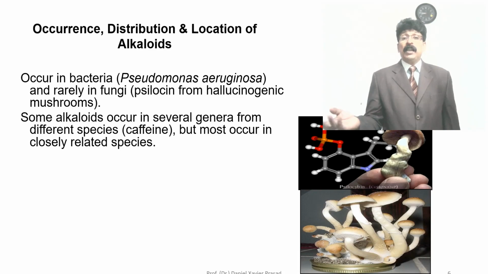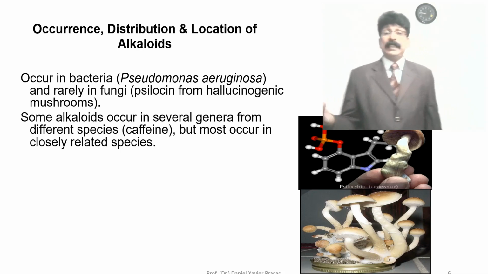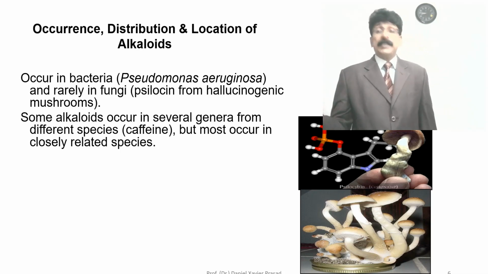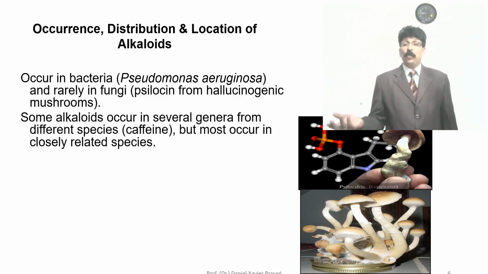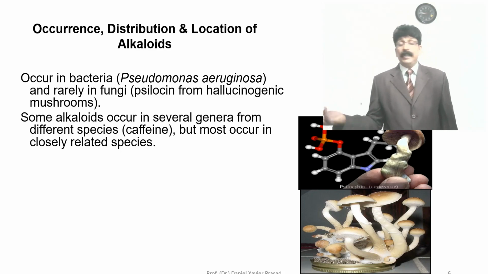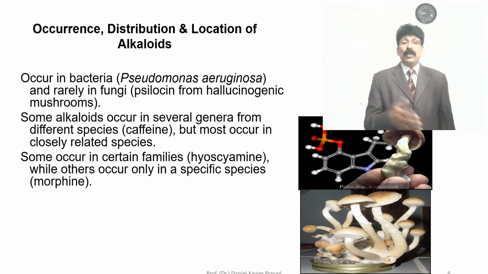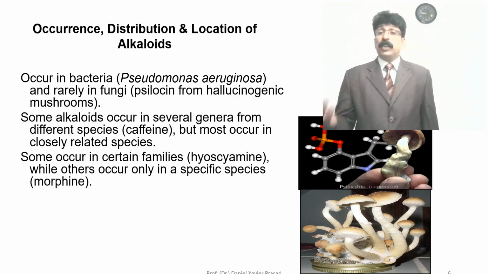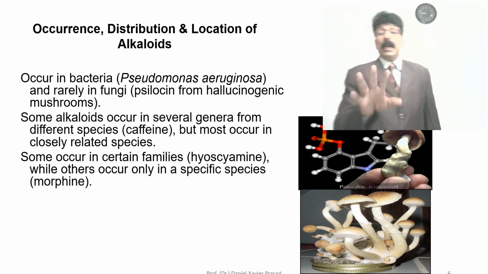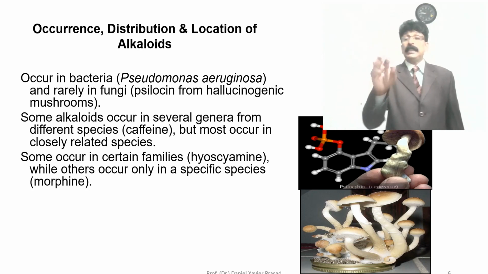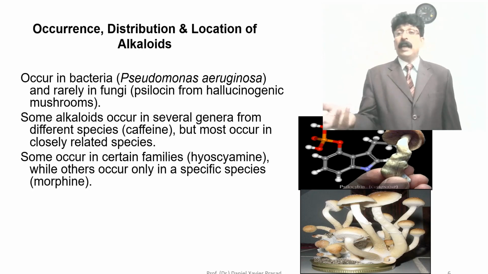Some alkaloids occur in several genera and species, like caffeine, which is in several species like tea and coffee; they all contain caffeine, theophylline, theobromine: coffee in the seeds, tea in the leaves. Some occur in a family, like hyoscyamine; just now we mentioned atropine. Hyoscyamine is the other version of the atropine name. Hyoscyamine and atropine are the same; only they are different isomers. Usually in nature they are present as a racemic mixture, because they have a chiral carbon atom.